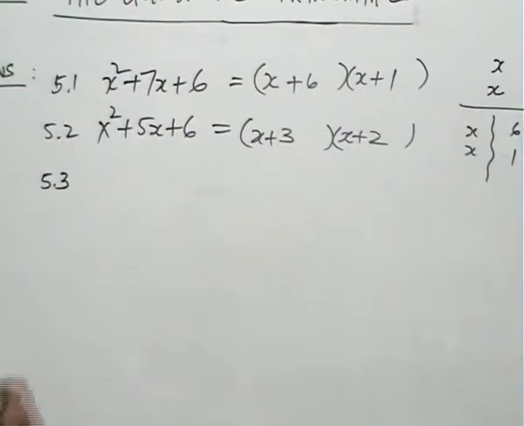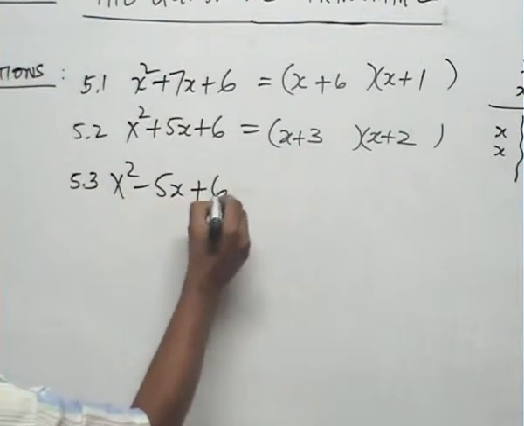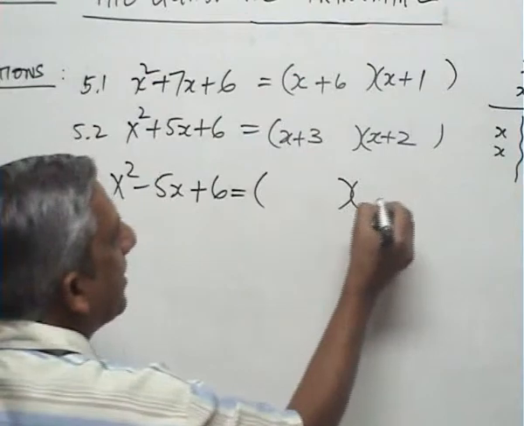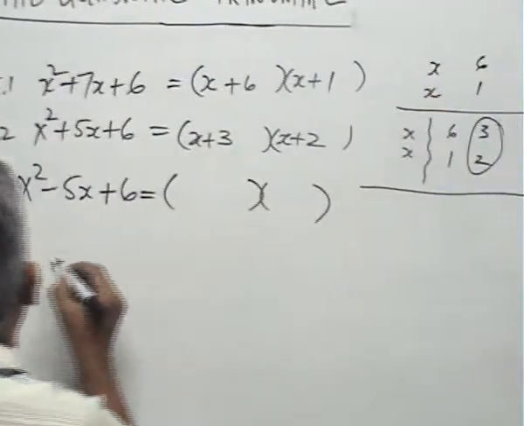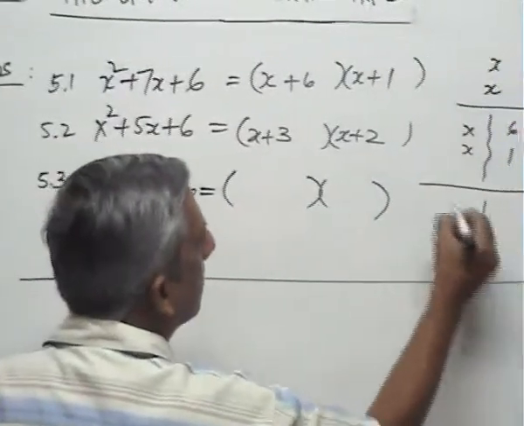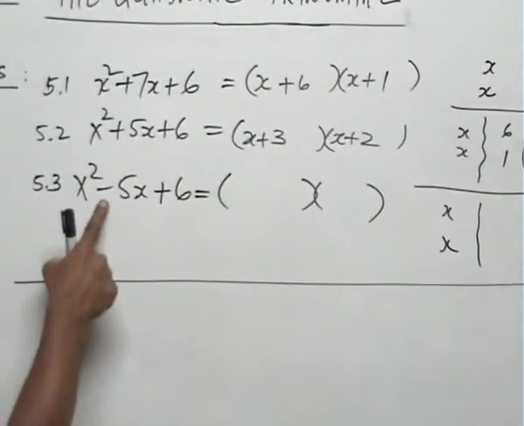5.3, x squared minus 5x plus 6. Right, so we're going to do this a bit slowly to see how you get the answer. Alright, so what I'm going to do, just pull off here. So, you had x and x for that. Now you got a minus here.